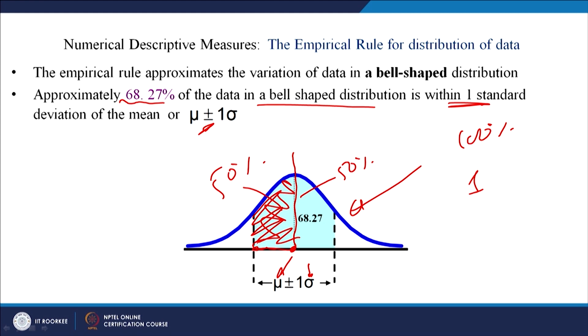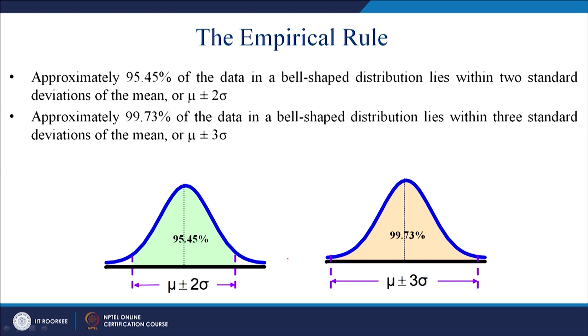We are aware that this total area is 68.27. So, 50% of this would be 34.135, is it not? So, this is the area within one standard deviation.